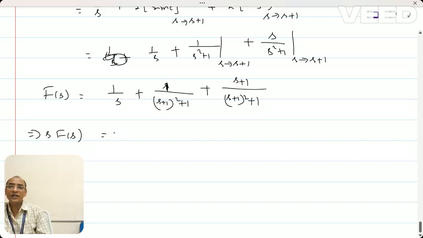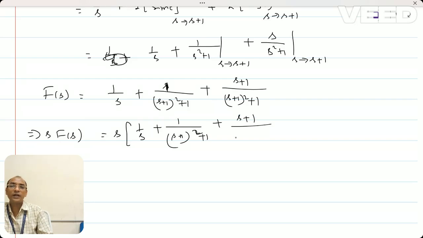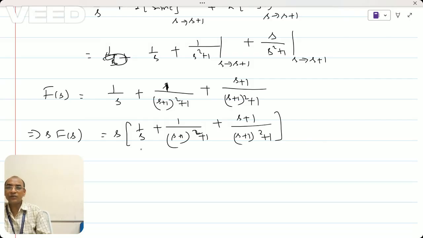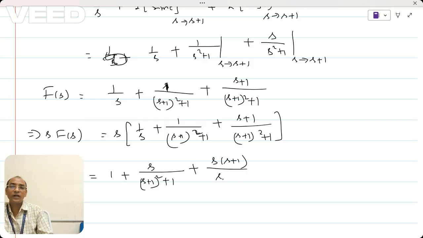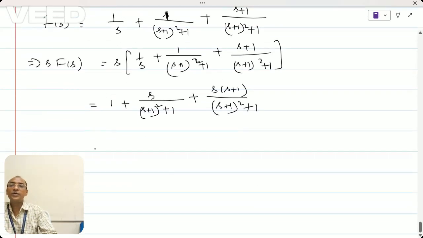So what will happen if I find s into F of s? s into 1 by s plus 1 by (s plus 1) whole square plus 1 plus s plus 1 divided by (s plus 1) whole square plus 1. If I multiply s with every term, I will get 1 plus s by (s plus 1) whole square plus 1 plus s into (s plus 1) divided by (s plus 1) whole square plus 1. Okay, so this will be my s into F of s.